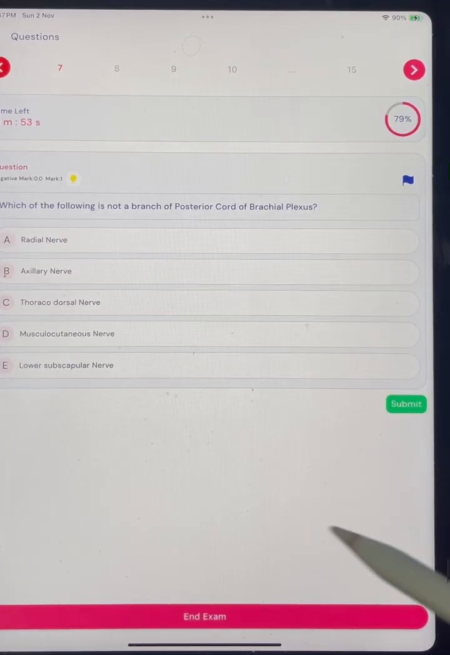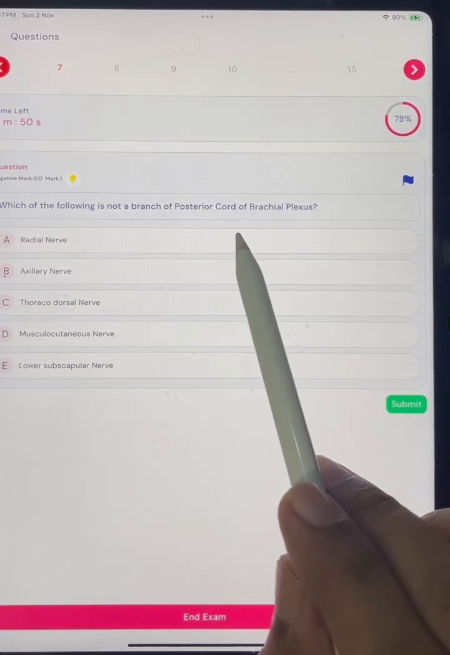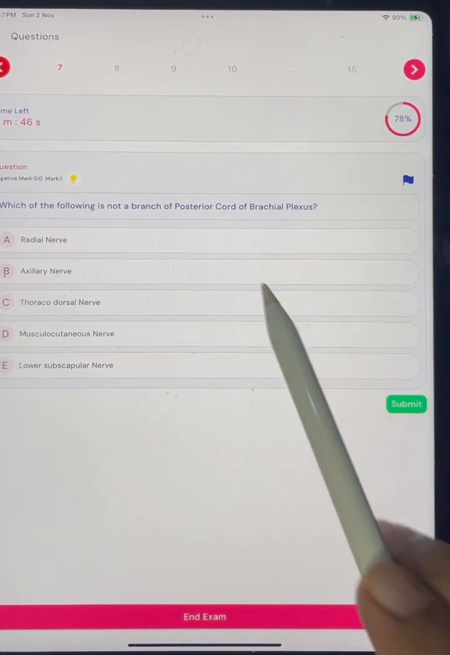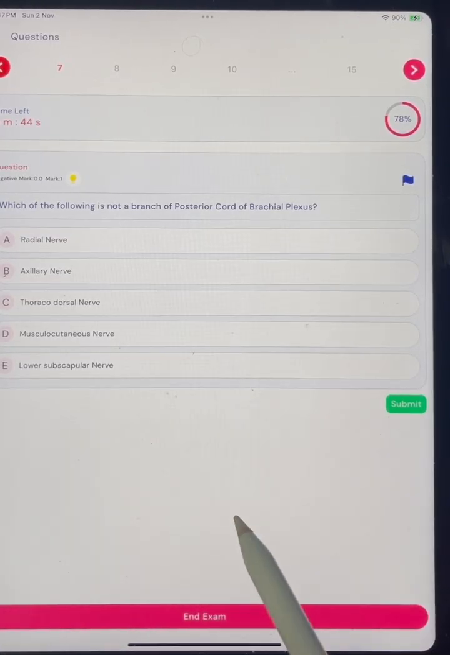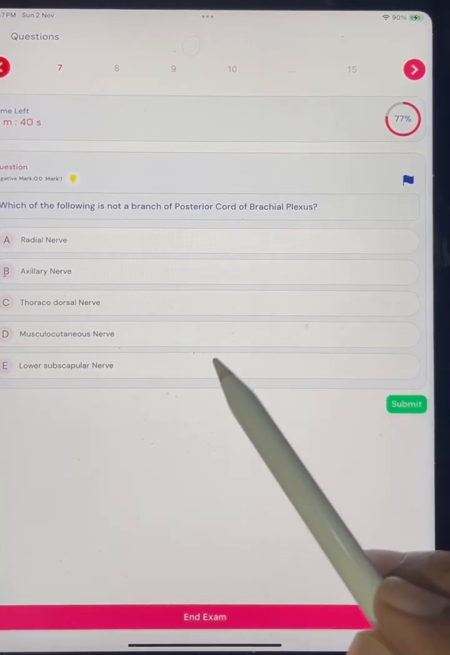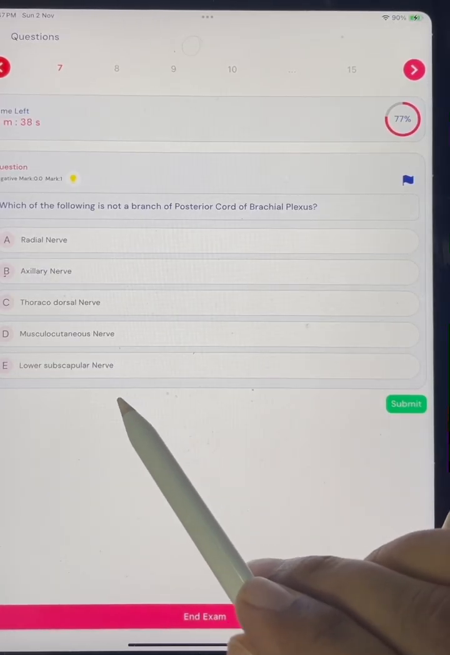That is lost. Which of the following is not a branch of the posterior cord of the brachial plexus? Posterior cord: radial nerve, axillary definitely there. Musculocutaneous is a branch of the lateral cord, and thoracodorsal.